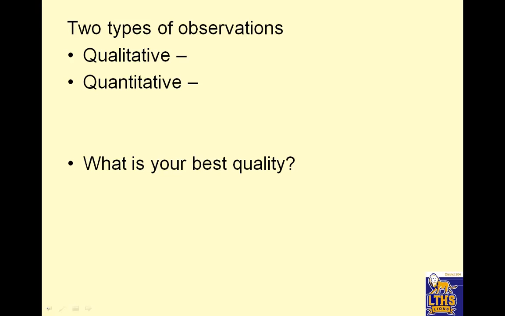Okay. There are two types of observations. Qualitative just describes without a number or a unit. It's weird to define something by what it's not. Describes without a number or unit. Quantitative describes with a number and, you need both, a unit.